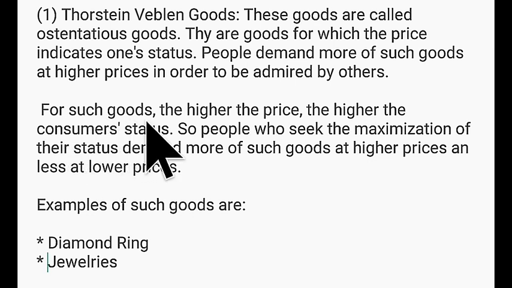For such goods, the higher the price, the higher the consumer status. So, people who seek the manifestation of their status demand more of such goods at higher prices and less at lower prices. Examples of such goods are diamond rings, jewelry, etc.